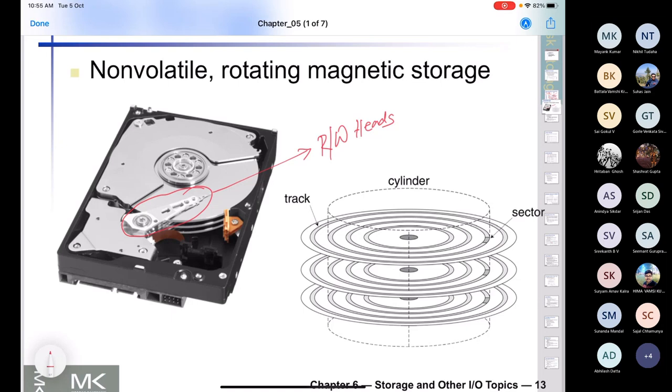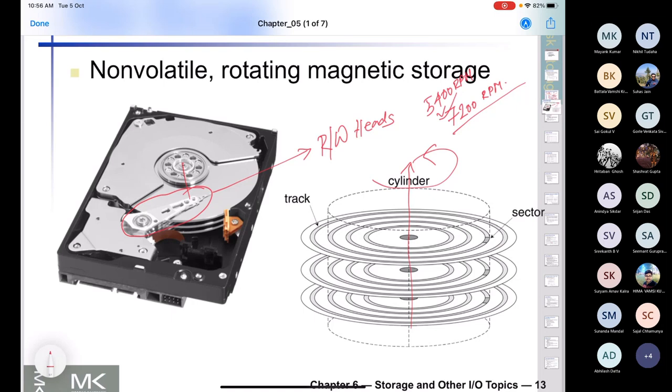Anyways, there is a central spindle through which this entire assembly can rotate at extremely high speed. How fast can it rotate? Typical speeds nowadays are 7,200 RPM, 7,200 revolutions per minute. Another common speed is 5,400 RPM, but I think 7,200 nowadays is more common. So they can rotate extremely fast.